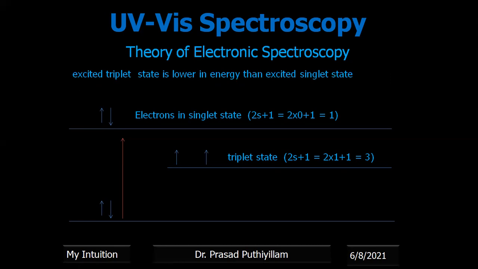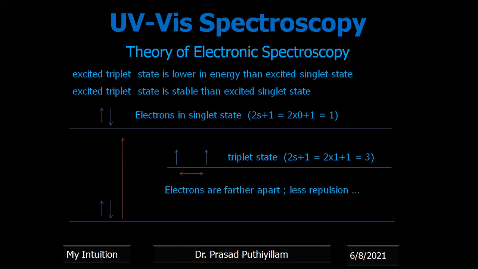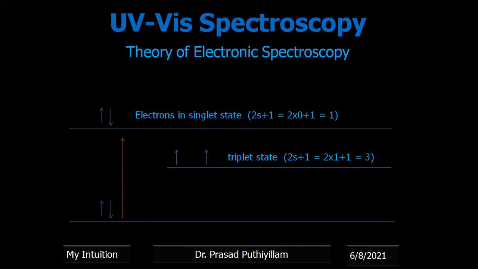So usually the excited triplet state has lower energy. That's why I represented it with a lower energy state here. This is higher energy, and the ground state anyhow has very low energy. Very low energy means that it is more stable. Higher energy means they are less stable. And the triplet state, compared to the singlet state, has lower energy. Lower energy means it is a little bit more stable than the excited singlet state. So in the triplet state, the electrons are farther apart. They stay at a little bit far distance. Therefore, there is less repulsion between the electrons. Therefore, they are more stable.